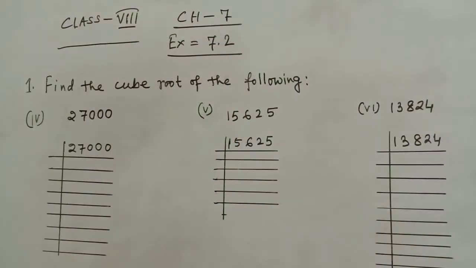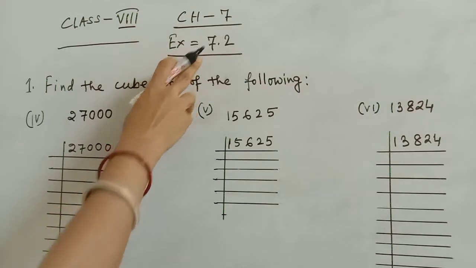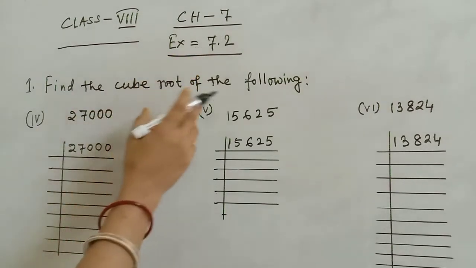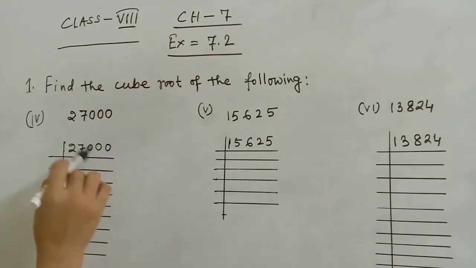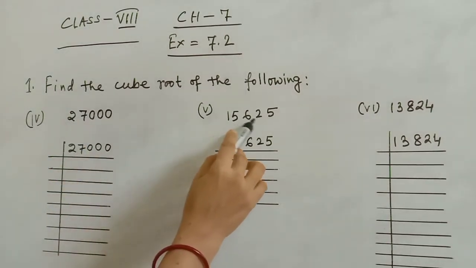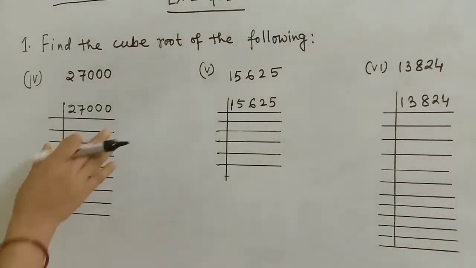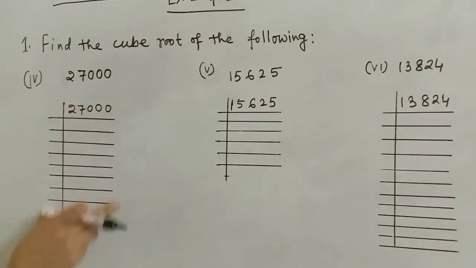Today we will do question number 1, 4, 5 and 6 from exercise 7.2. Find the cube root of the following: 27,000, 15,625 and 13,824. And you know that what you have to do, you have to find the prime factors of these numbers first to find the cube root of the following.